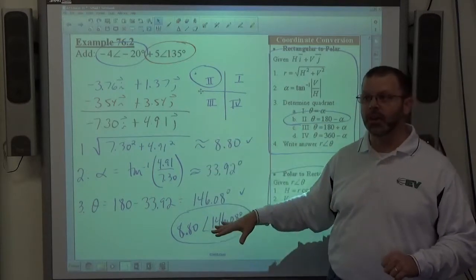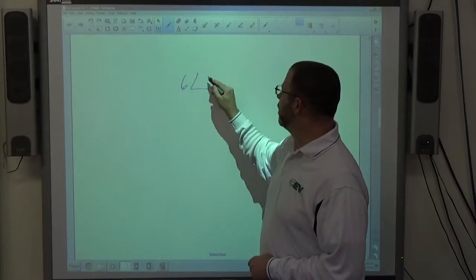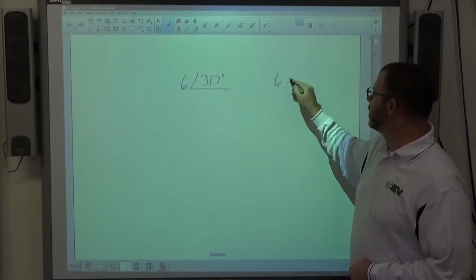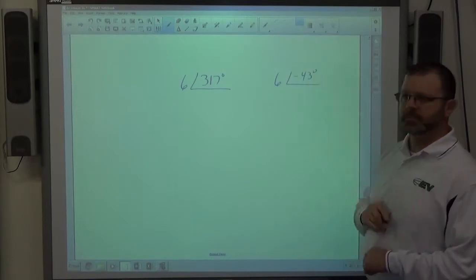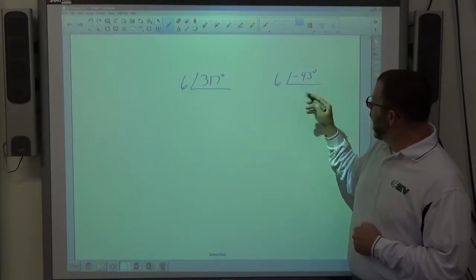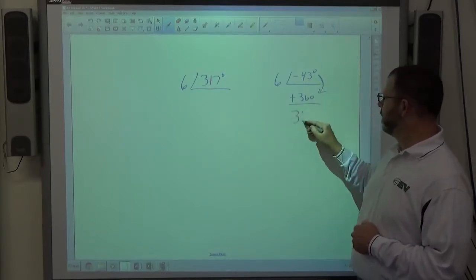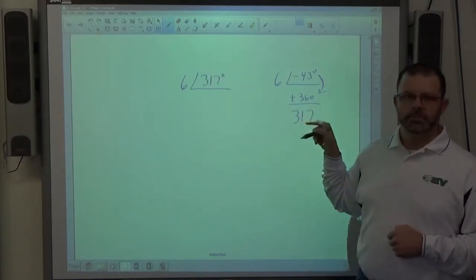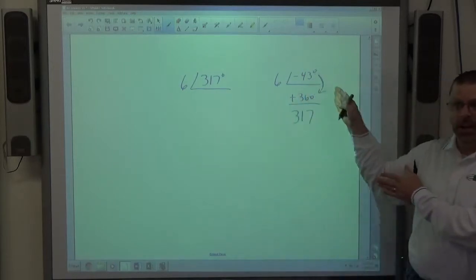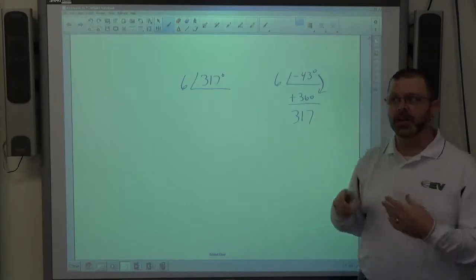You did all this work, right? Let's just say you did a problem like this and you ended up with 6 at an angle of 317 degrees. Let's say that's what you got as an answer. And the back of the book had 6 at an angle of negative 43 degrees. All right? If you add 360 to their angle, it should match your angle. That's it. So if they have a negative angle answer in the book, just add 360 to it. That's what the angle you should be getting is, based on the technique I'm giving you.